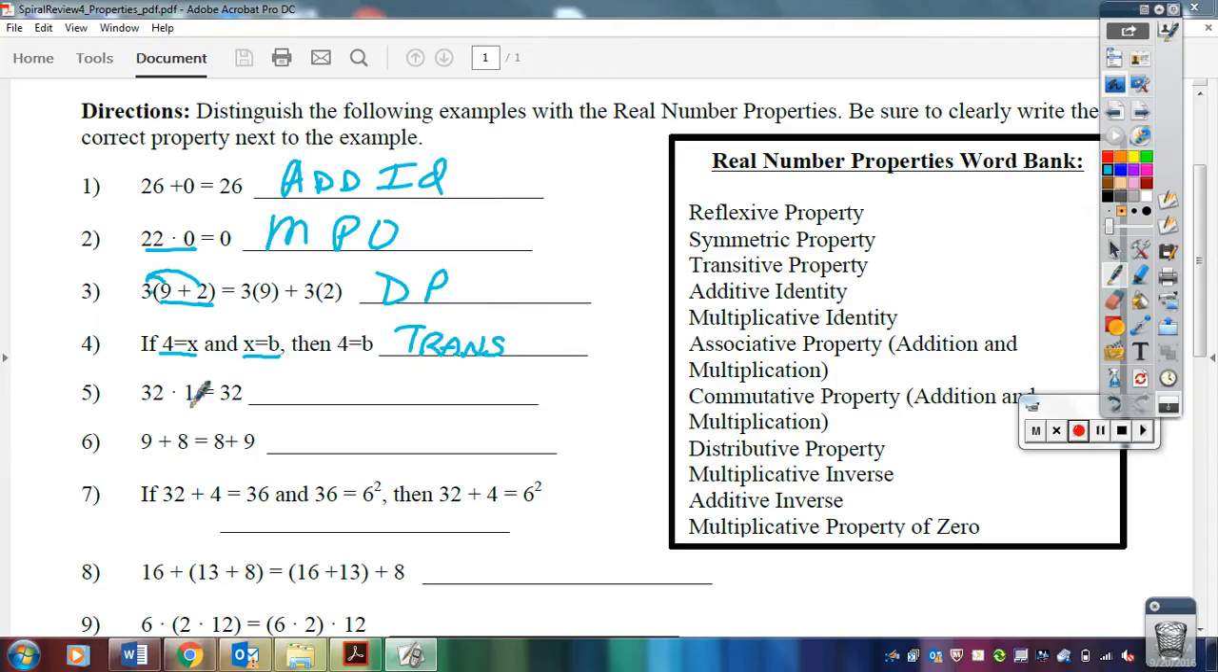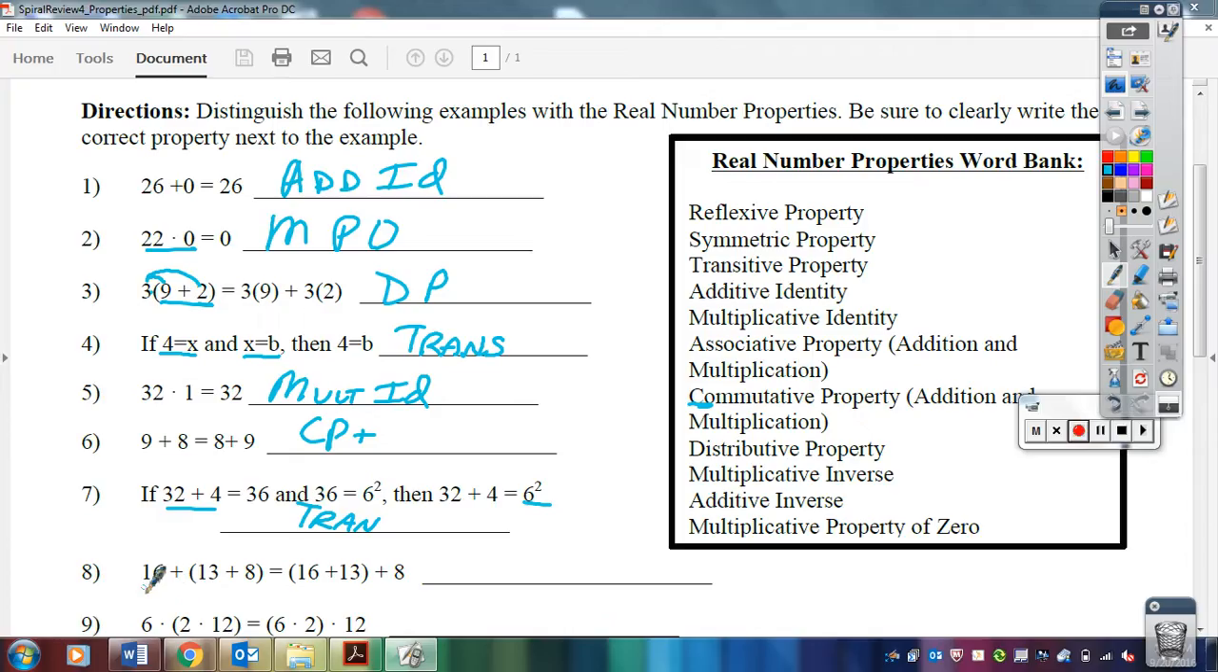32 times 1, multiply by 1, stay the same. That's the multiplicative identity, stay the same. 9 plus 8, 8 plus 9, you change order, CO, change order, that's the commutative property, this time of addition. Number 7, if 32 plus 4 equals 36, and 36 is 6 squared, then 32 plus 4 must equal 6 squared. Again, 3 equations, that's your hint that it could be, and it is the transitive property.